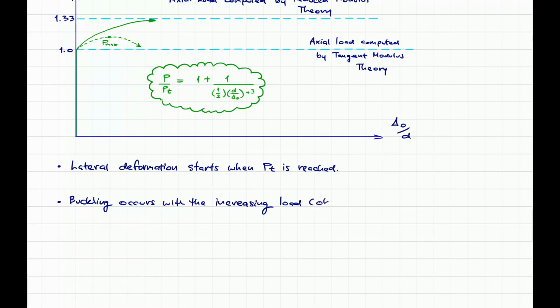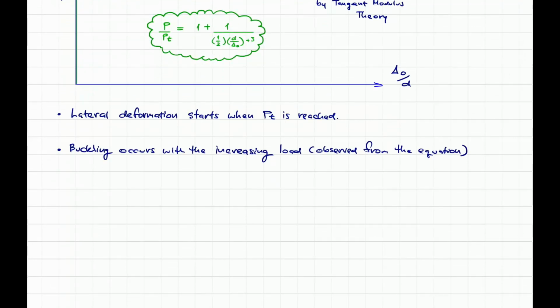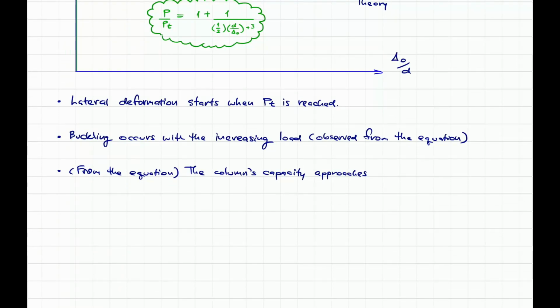You can observe from the equation, the column load or the column capacity approaches PR, reduced modulus theory load, asymptotically.